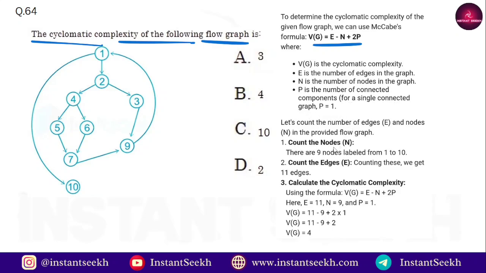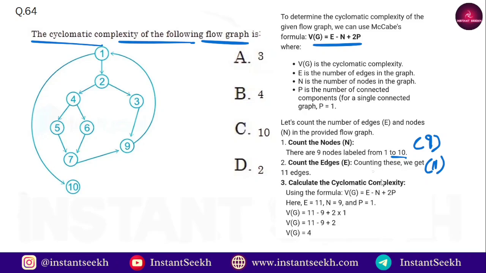Okay, so let's count the number of nodes present. The nodes are labeled from 1 to 10, but you should be aware that it is 1 2 3 4 5 6 7 8 9. Number 8 is missing. So the total number of nodes is 9. Now count the edges: 1 2 3 4 5 6 7 8 9 10 and 11. So 11 edges are there.